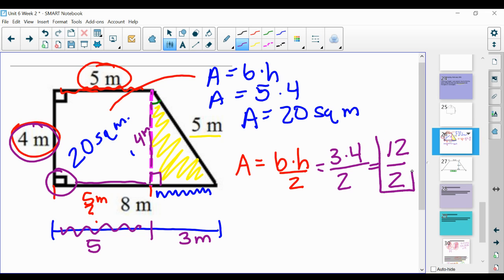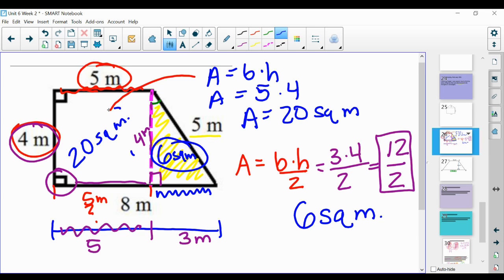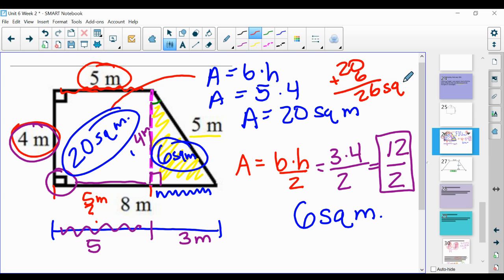Now this looks like an improper fraction. I'm going to box it in. Now we're going to divide 12 by 2, which is 6 square meters. Okay, now I know that's a lot of work, but we're not quite done. We need to add this piece and this piece together to find our total area. So I'm going to do that in red up here in the corner. 20 plus 6 equals 26 square meters.